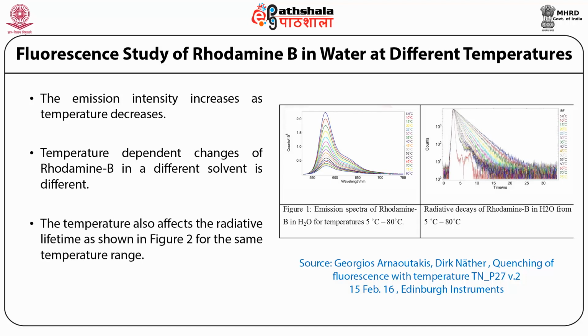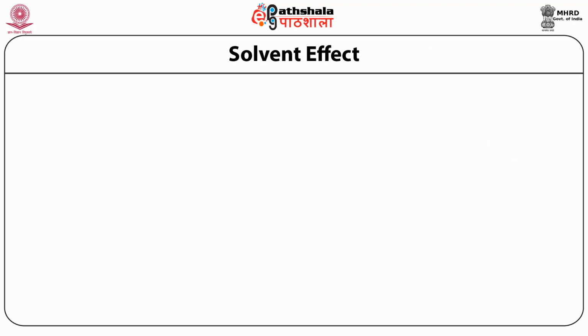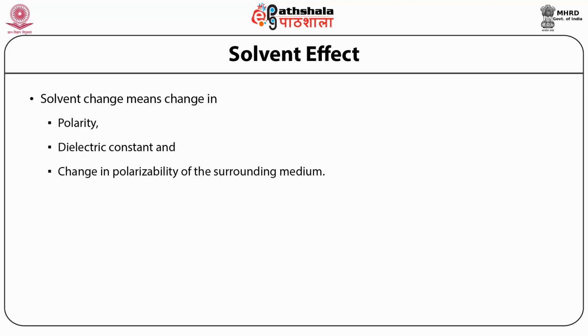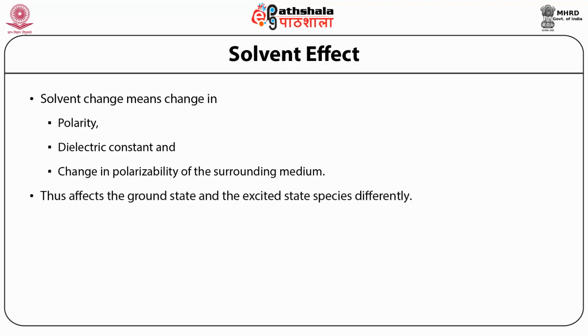The temperature also affects the relative lifetime of the excited species. It can be seen in graph 2. Not only the viscosity of the solvent, but solvent polarity, dielectric constant, and polarizability also affect the fluorescence of a system. So change in solvent means change in everything: viscosity, polarity, dielectric constant, change in polarizability. So thus the effect on fluorescence is expected.